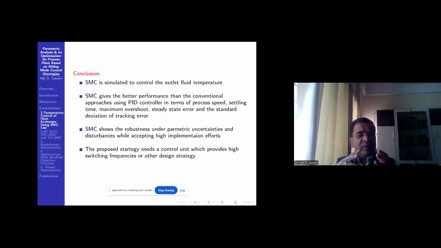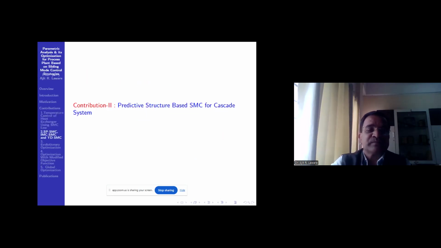So here, the classical SMC has been simulated to control the outlet fluid temperature. But this classical SMC gives the chattering. This is the biggest disadvantage. But the other time domain parameters are favorable as compared to the other strategies.